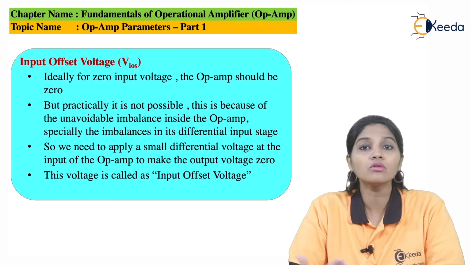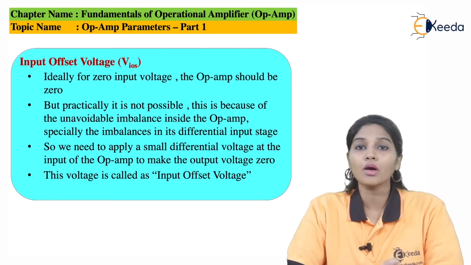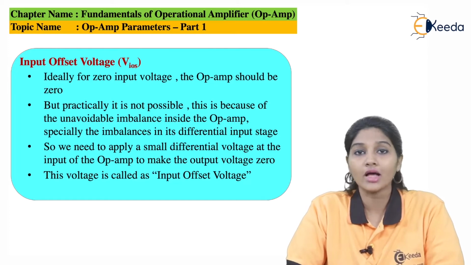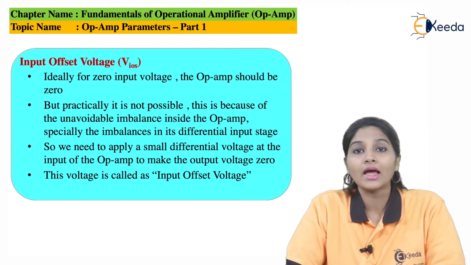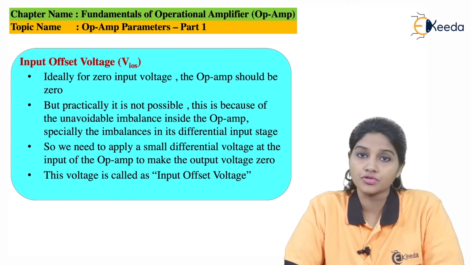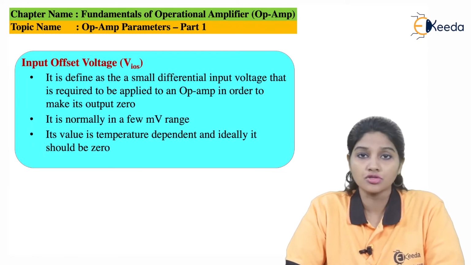Therefore, we require to nullify the output voltage. To nullify the output voltage, we require to provide some differential offset voltage at the input terminals of the op-amp. So the offset voltage applied at the input terminals of the op-amp to nullify the output is called the input offset voltage. This input offset voltage should be as small as possible and it depends on temperature.